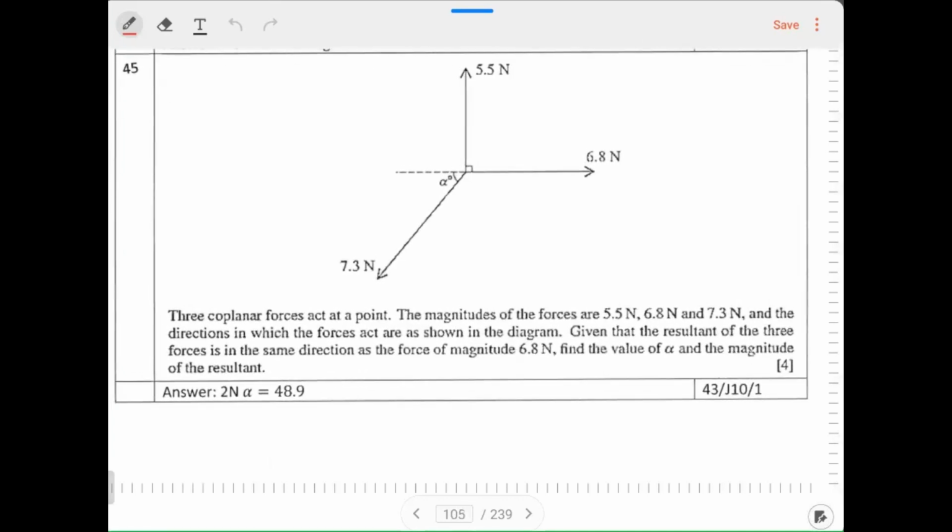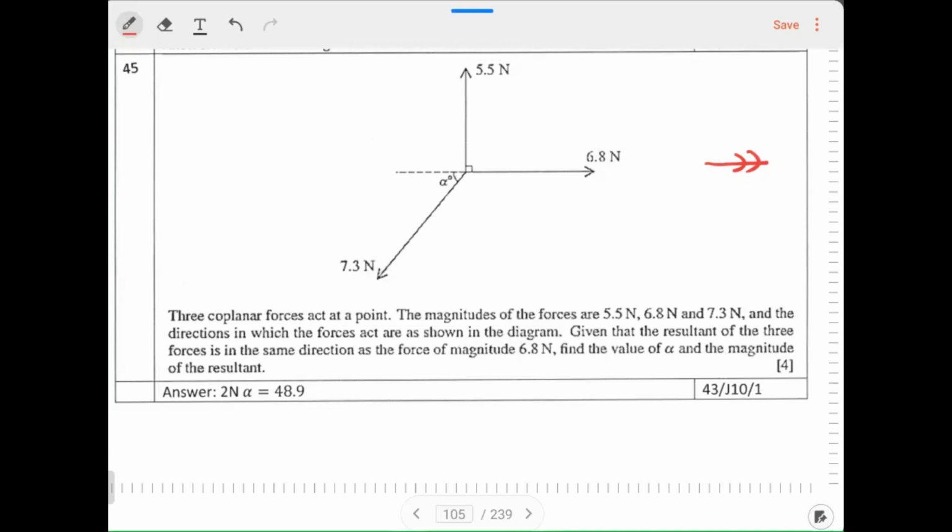Three coplanar forces act at a point. The magnitudes of the forces are 5.5 newtons, 6.8 newtons, 7.3 newtons, and the directions in which forces act are shown in the diagram. Given that the resultant of the three forces is in the same direction as 6.8 newtons. Resultant is saying it is in this direction. If the resultant is horizontal, then it means vertical is in equilibrium. Are you all with me? If the movement is horizontal, vertical is equilibrium. If the movement is vertical, horizontal is equilibrium.